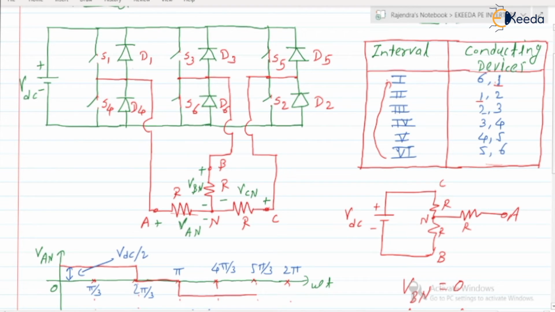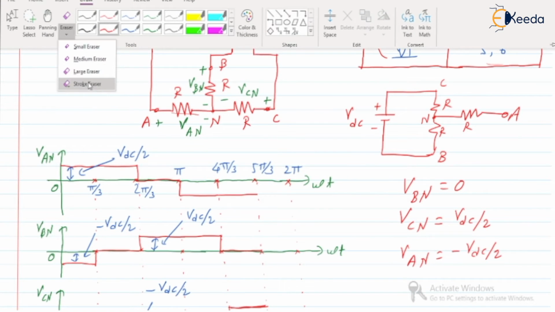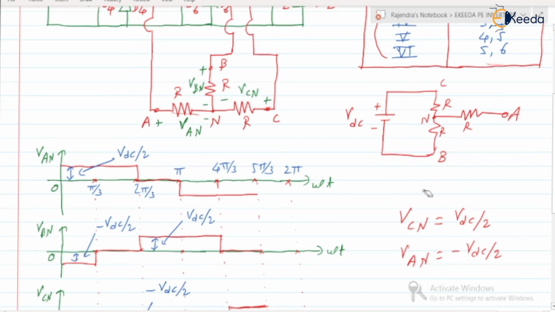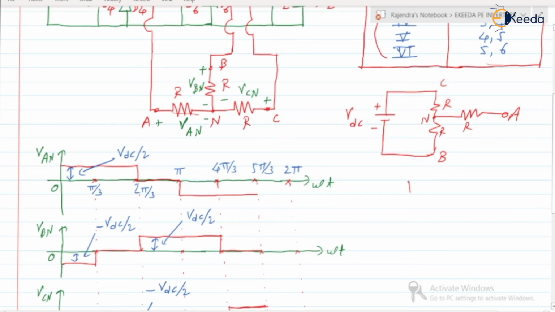Here, if you check the values of the phase voltages, from the circuit we can write VAN, it is 0. What about the VBN?